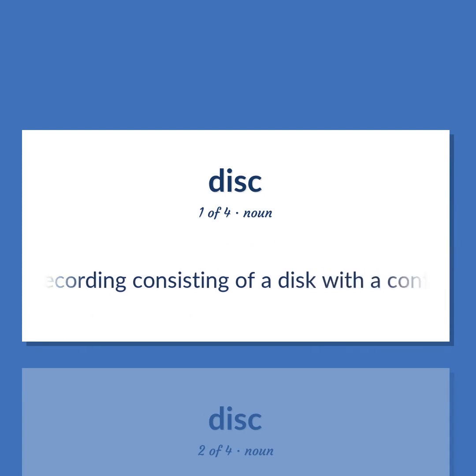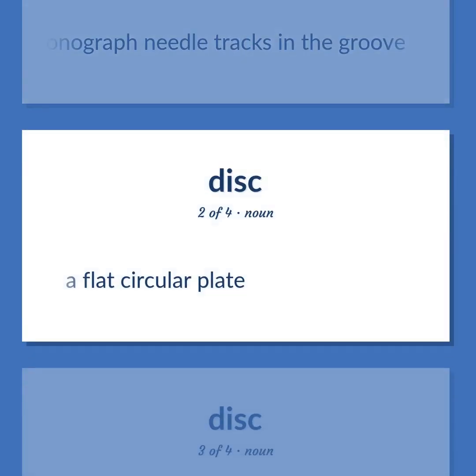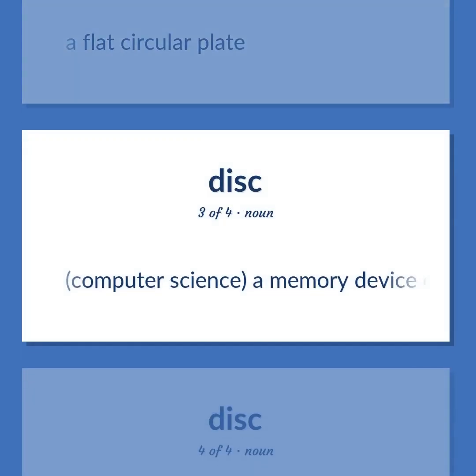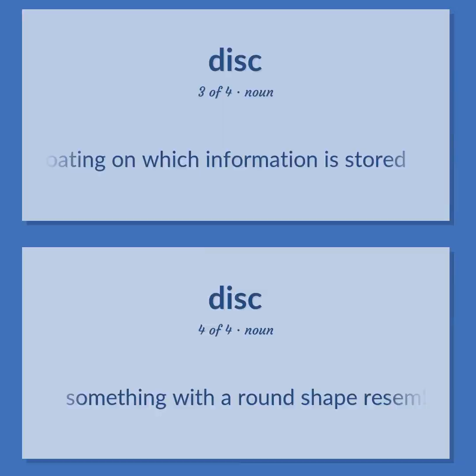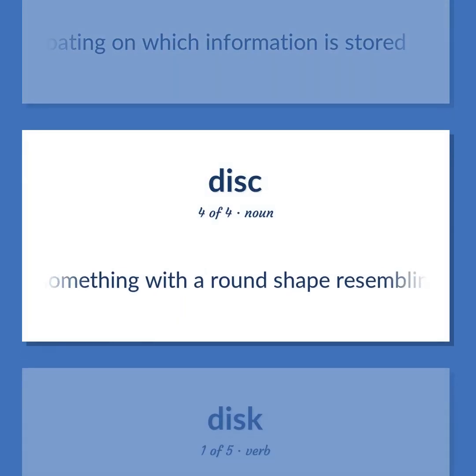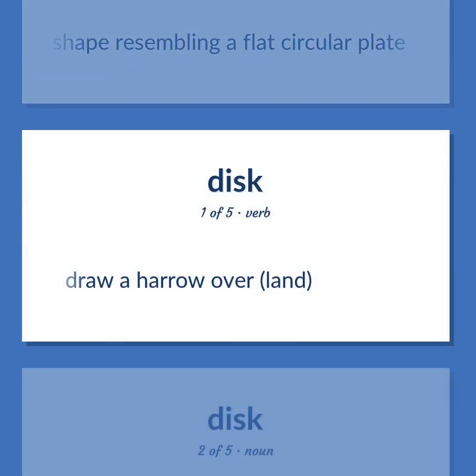Sound recording consisting of a disc with a continuous groove, used to reproduce music by rotating while a phonograph needle tracks in the groove. A flat circular plate. Computer science. A memory device consisting of a flat disk covered with a magnetic coating on which information is stored. Something with a round shape resembling a flat circular plate. Draw a harrow over land.